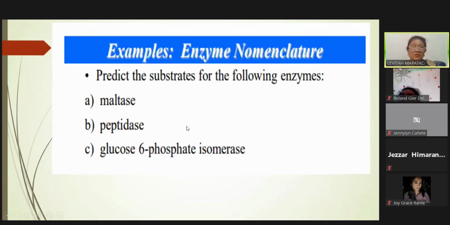Oh, so we end up here. This is now your assignment. You are going to predict now the action of this enzyme given, the maltase.